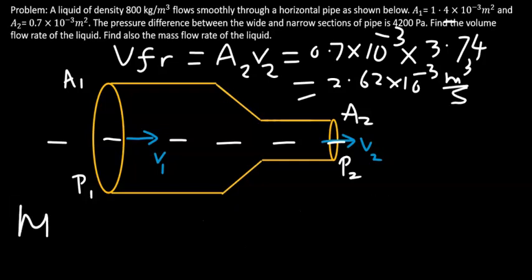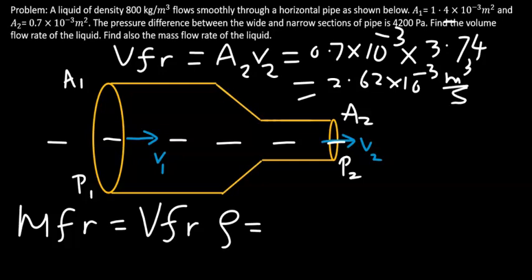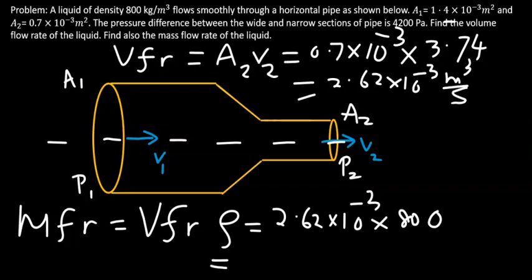To determine the mass flow rate, all you have to do is to take the volume flow rate times the density. Now, since the volume flow rate is 2.62 times 10 to the power minus 3 cubic meter per second, and the density is 800, you will get the following for the mass flow rate in kg per second, namely 2.1 kg per second. And that solves the problem.